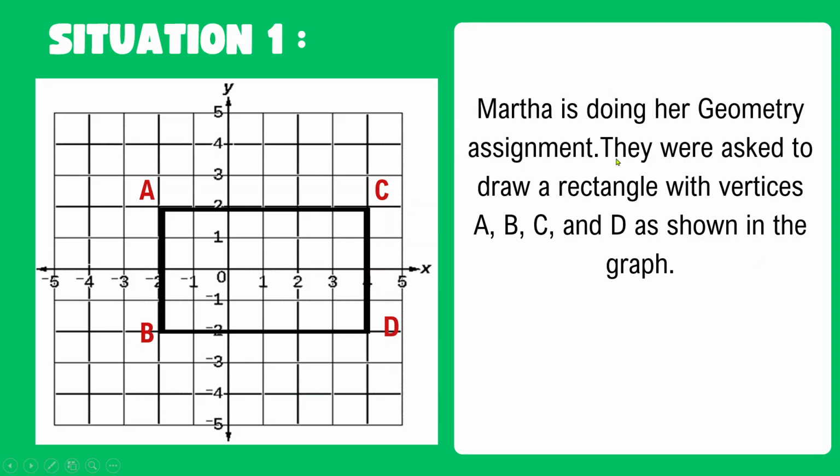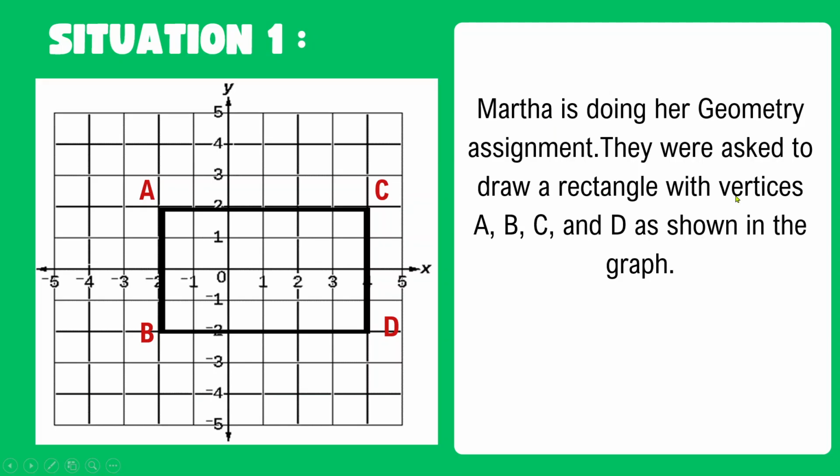Martha is doing her geometry assignment. They were asked to draw a rectangle with vertices A, B, C, and D, as shown in the graph. Remember, class, that when dealing with word problems, it is important that we understand the situation. So here in situation 1, we have Martha, who is doing her assignment in geometry.